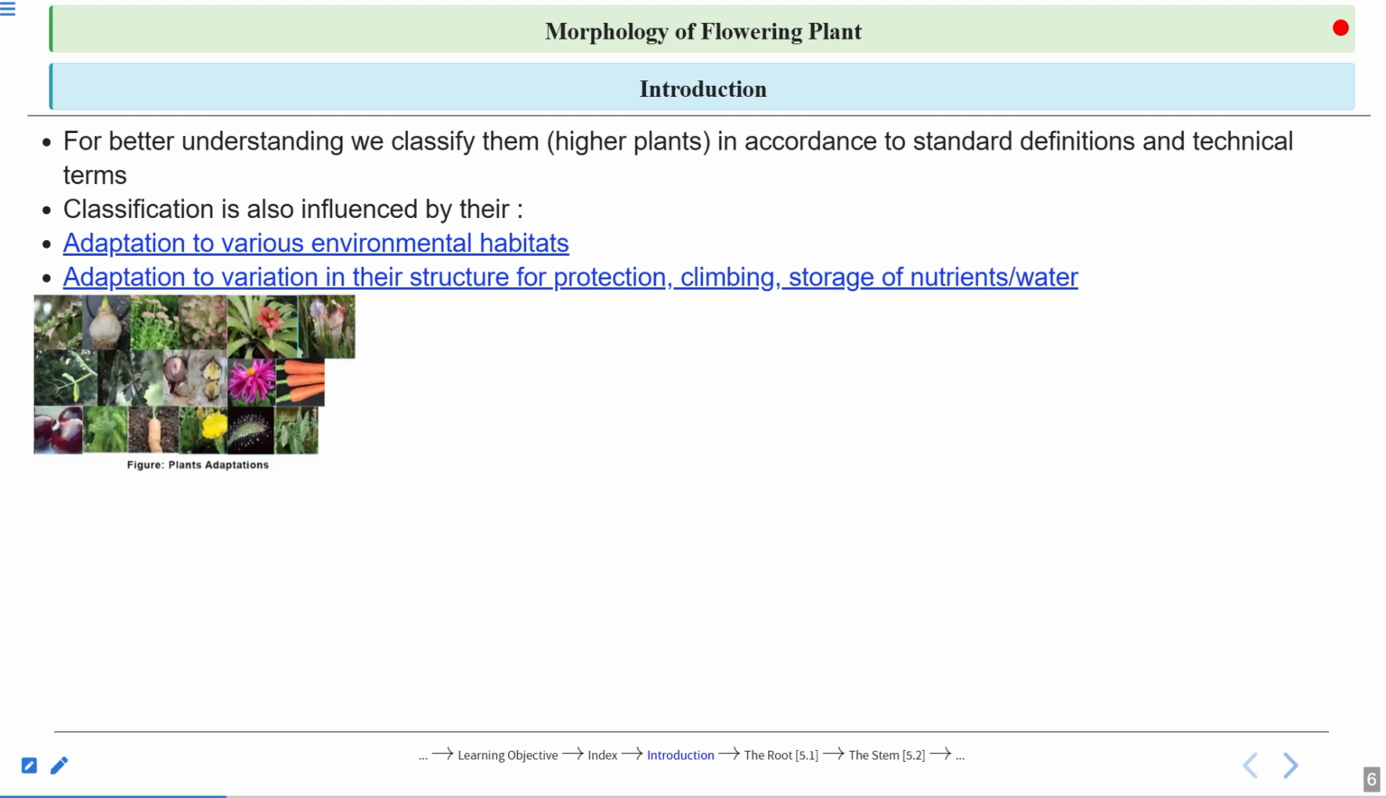Like in the case of carrot, you can see the taproot is the storage organ, right? There are some hair-like structures on the surface of the leaves in some plants. All that we are going to see. So there are variations in the adaptation. All the plants do not follow only one type of adaptation.